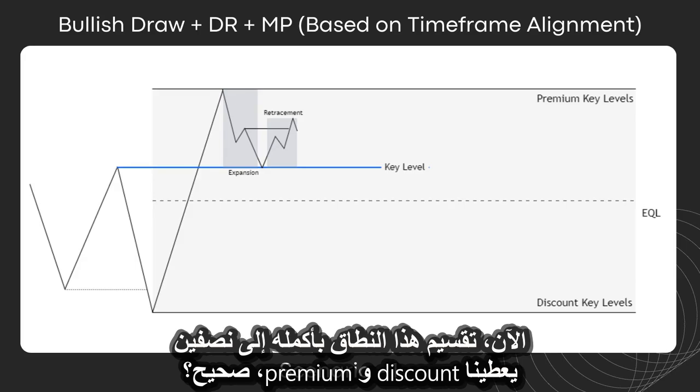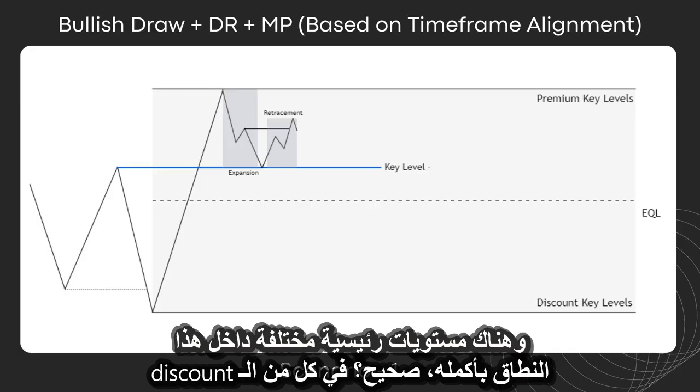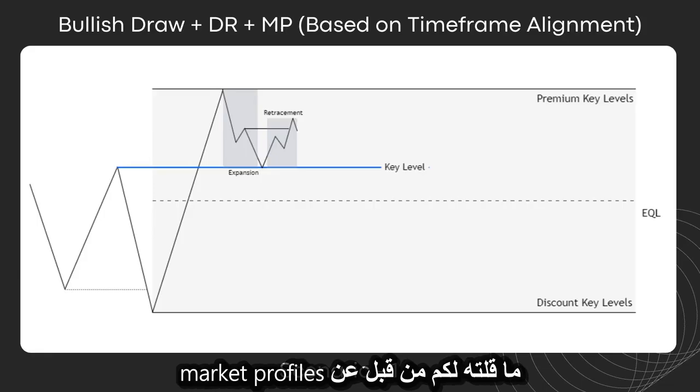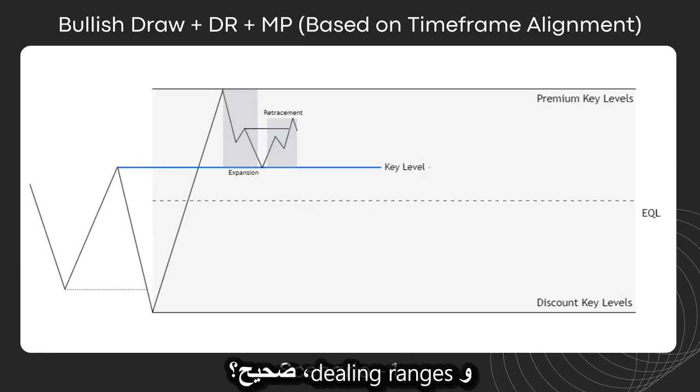Now dividing this whole range into two halves gives us a discount and a premium, right? And there are different key levels inside of this whole range, both in the discount and the premium. And these key levels inside both regions will be classified accordingly. Now remember what I told you before about market profiles and dealing ranges, right?